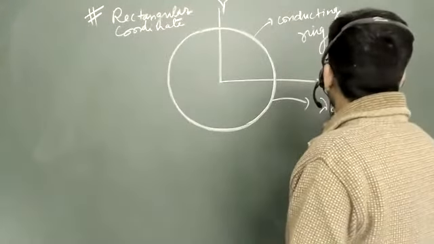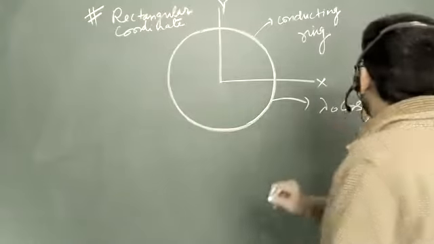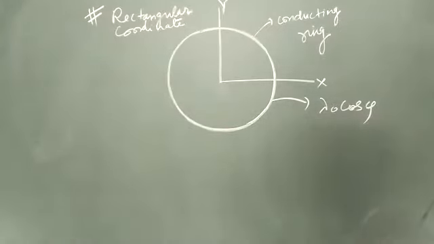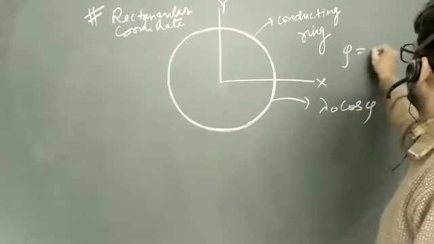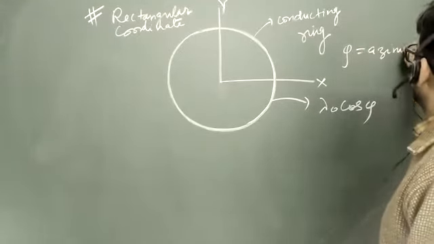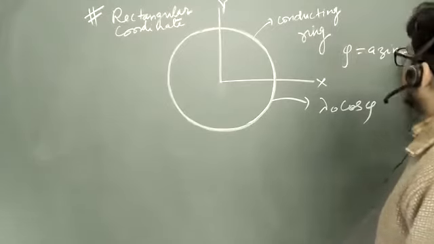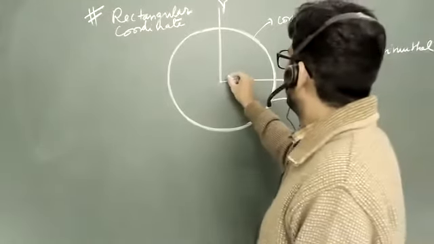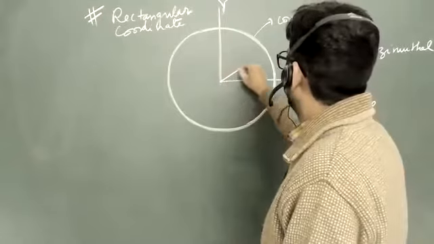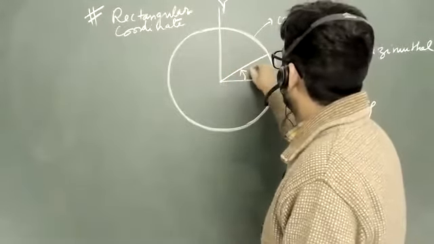lambda naught cos of phi. This is the line charge density that is given. Now you can imagine this phi angle. This phi is the azimuthal angle, right? With which axis was it made? With the X axis. This is angle phi.